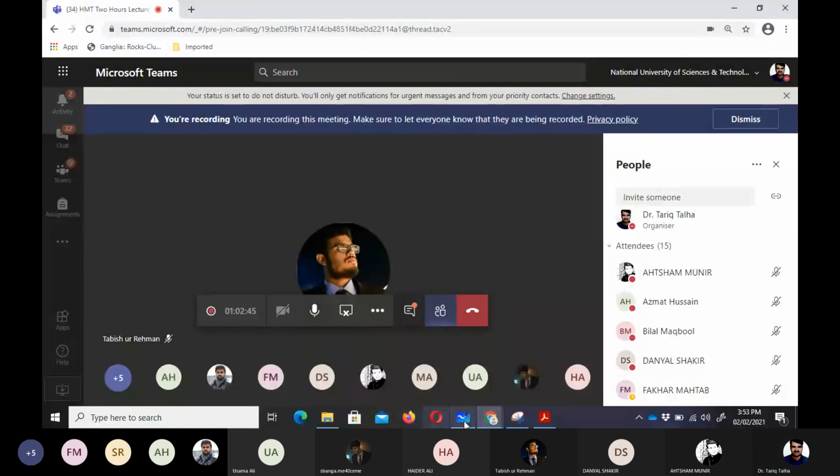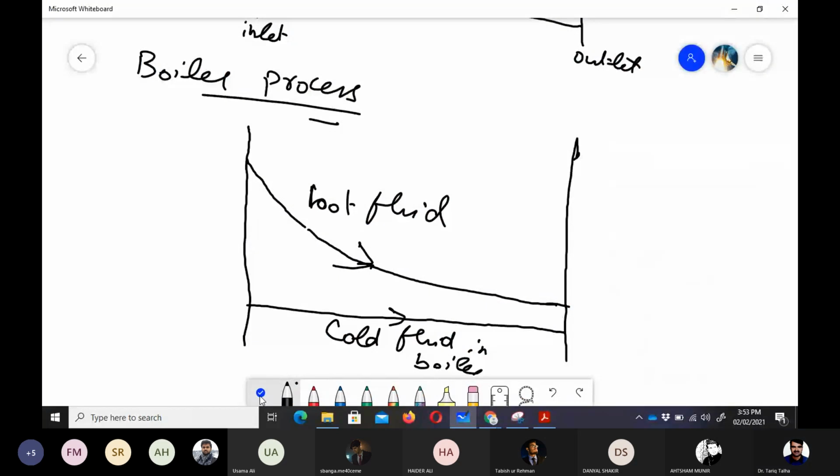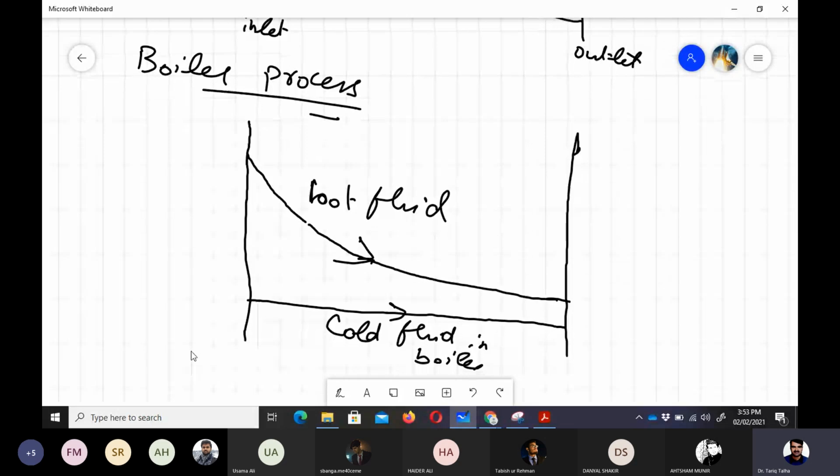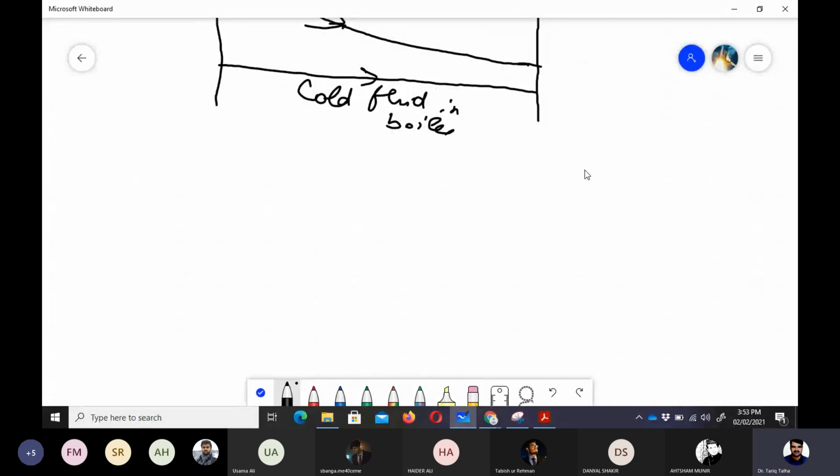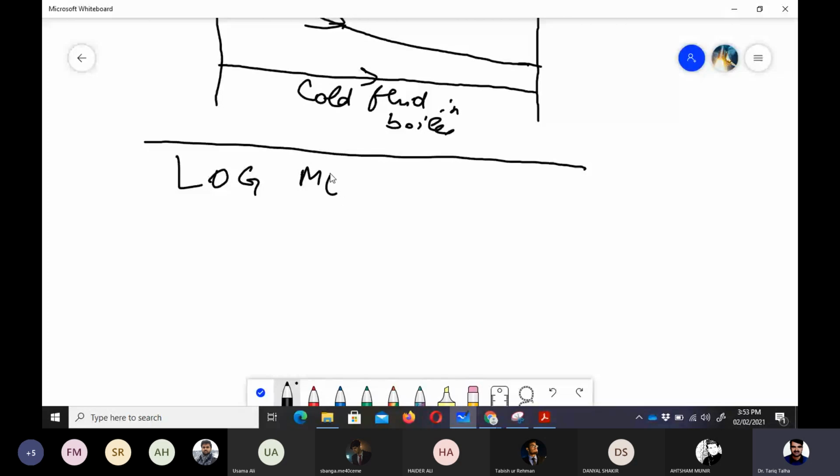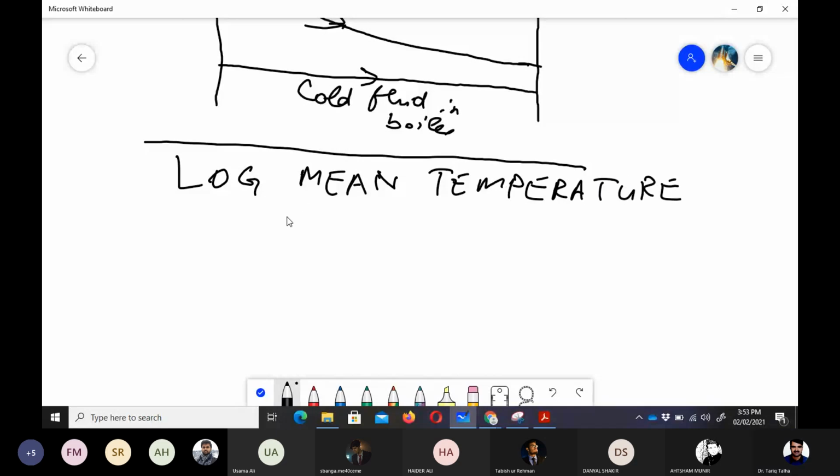So now we are going to start discussing the first method of analysis, which is called the LMTD method, or the log mean temperature difference method, and we call it the LMTD method.